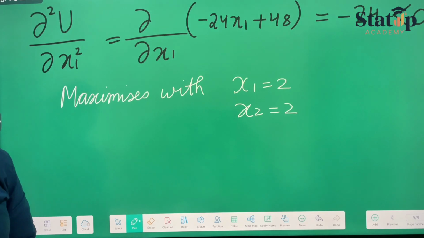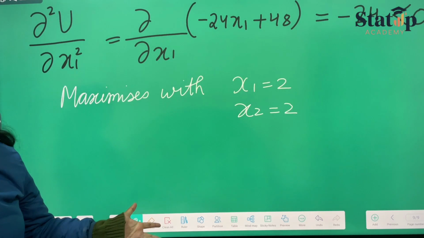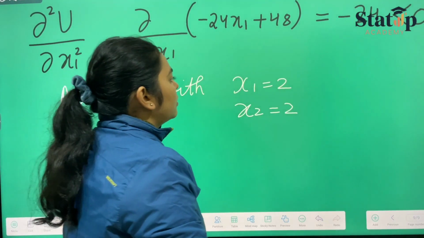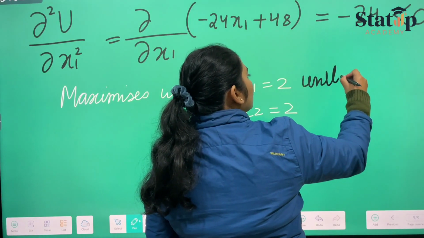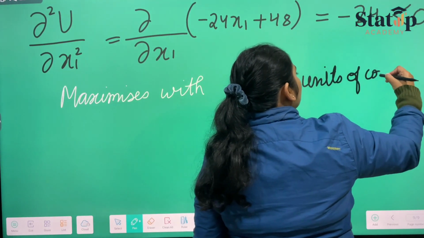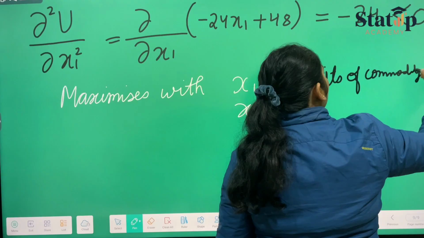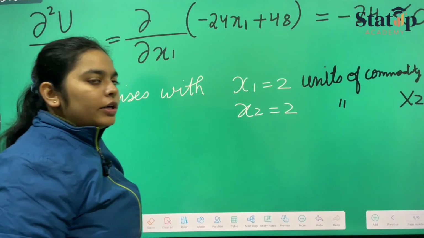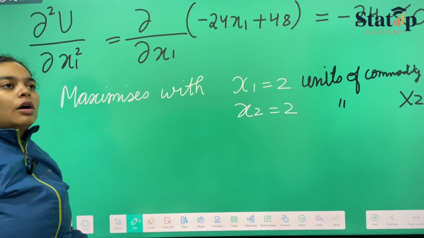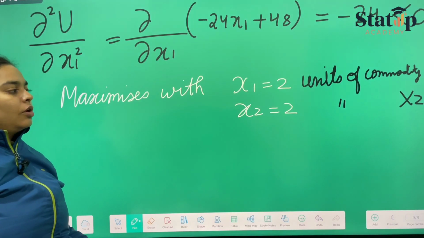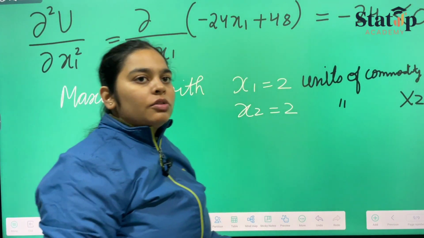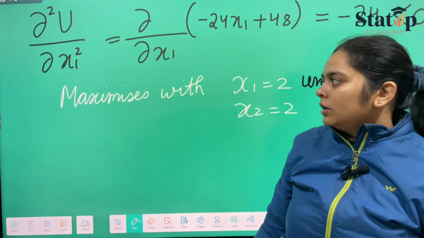So we can say that the consumer should purchase 2 units of commodity x1 and 2 units of commodity x2 in order to get maximum utilization or maximum satisfaction or maximum utility, whatever you can say. You can write that in the answer.